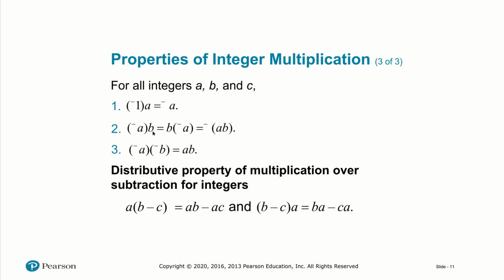Negative a times b is the same as b times negative a, and they both give you negative ab, right? And when you multiply negative a by negative b, of course, negative times negative is going to give you positive, so you're going to end up with ab. Once again, here, the distributive properties of multiplication over subtraction, which I already mentioned in the last slide.